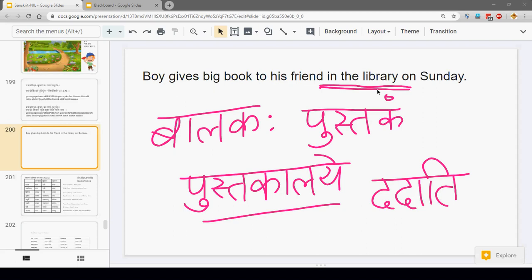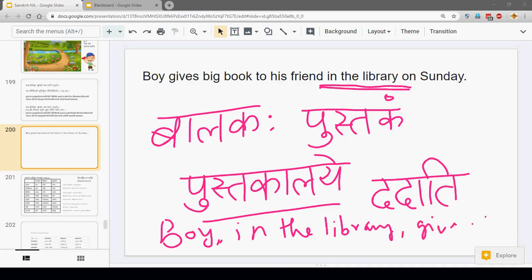But compare this in English. Boy gives to his friend on Sunday. Boy gives big book to his friend on Sunday in the library. That might make sense, but if you put in the library in the beginning, boy in the library, boy gives big book to his friend, might make sense. But boy in the library gives big book to his friend on Sunday also makes sense. But when writing, I think in English you need to give some punctuation mark there. Boy in the library, like this, right? Boy in the library gives big book to his friend. If you don't put a punctuation mark, then this might mean something different, like boy in the library. So is the boy in the library, or is the action happening in the library? That may be confusing there.